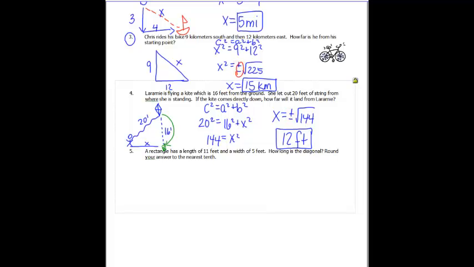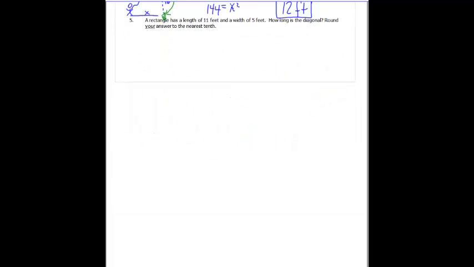In number 4, the key element here is to make sure your 20 stands alone on one side of the equals, and then in fact you're going to subtract the square of 16 from the square of 20, which is going to give you 144. Take the square root. It is positive or negative square root of 144, but we only care about the 12 feet. We are going to do a rectangle problem next, so this should be an easy one for you to draw.